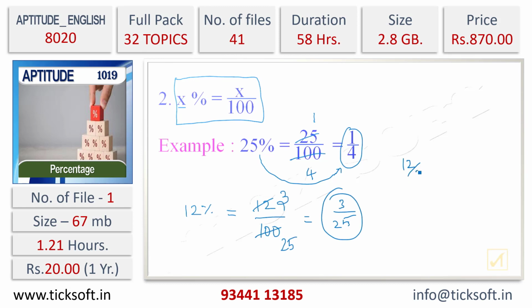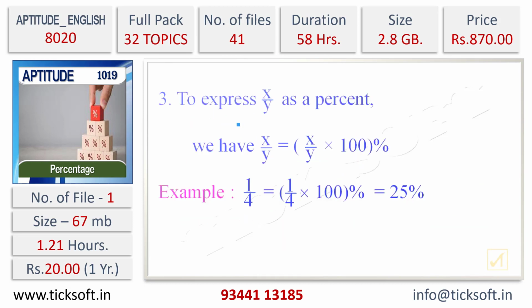Suppose we have 12 by 3 percentage. Then this can be written as 12 by 3 divided by 100, and this will be equal to 12 by 3 into 100, which is 300. So this is how we have to express a percent as a fraction. Now we have the third one.